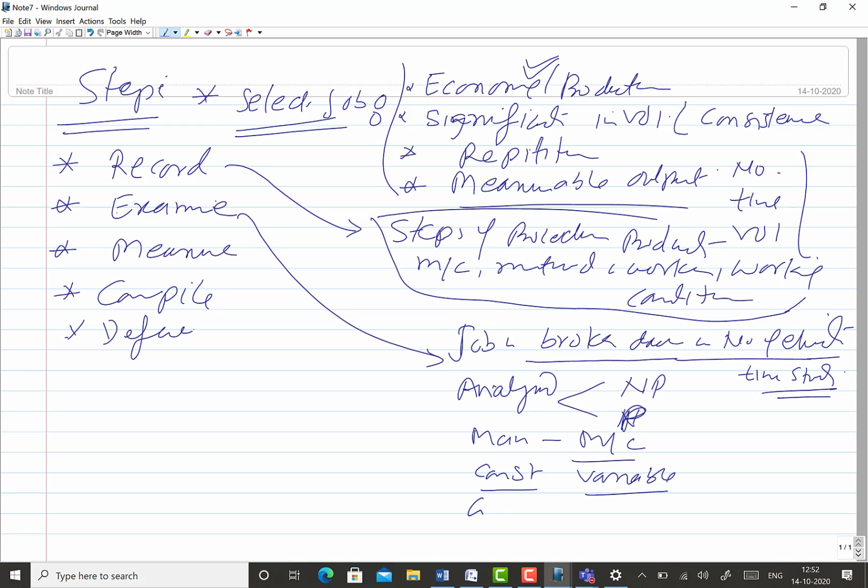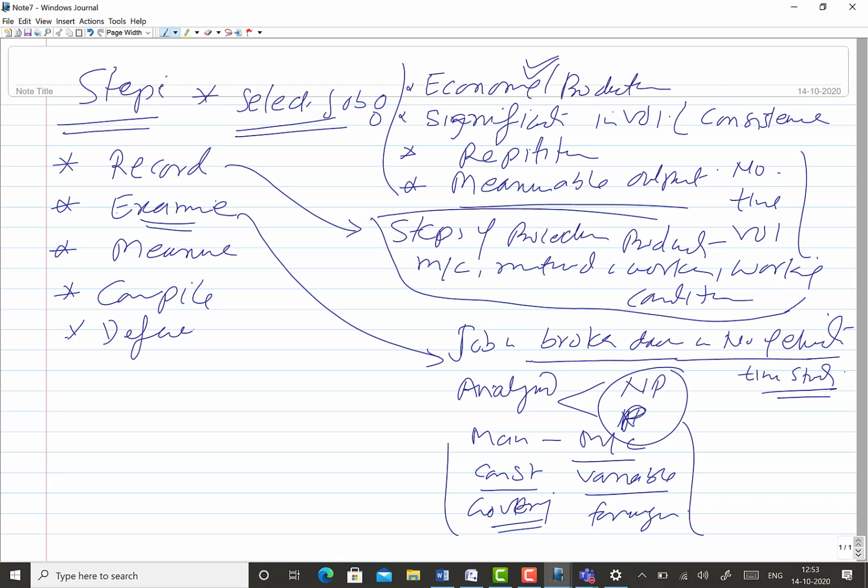Then there is a governing element, the job which takes maximum time. Then there is a foreign element. So there are different types of elements in which the job is broken down to facilitate the quantification of the time for each element effectively. Okay, so this is what is done in examine. So in examine, break the job into the elements and then categorize under the productive and non-productive categories.